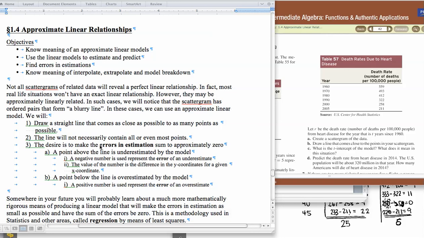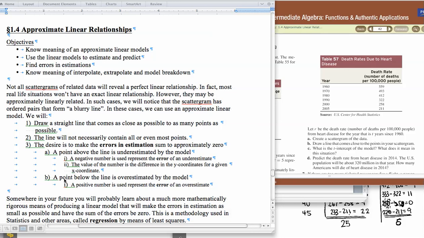So let's just talk about errors in estimation a little bit here. Errors in estimation, what I mean is that when we have a point from our original data and we draw our line, if the point that we're showing is above the line that we've drawn, then the model that we've made is going to underestimate the true value. And in that case, the error is going to be represented as a negative value.